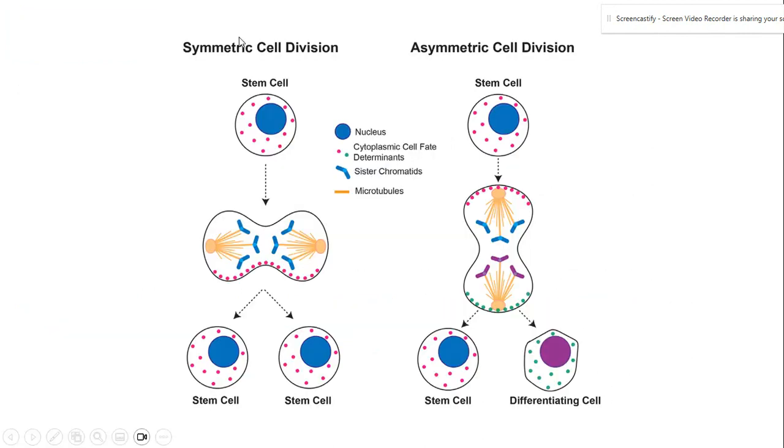Okay, so symmetric cell division, stem cell, right? As you can see, stem cell, we have two cleavage formation, two cell formation. Symmetric cell division. Nucleus, cytoplasmic cell fate determinants. We can actually see cytoplasmic cell fate. These are sister chromatids, right? Microtubules, these particular ones are microtubules. Stem cells, as you can see, a stem cell and a differentiating cell. Okay, so asymmetric cell division, and this is symmetric cell division.